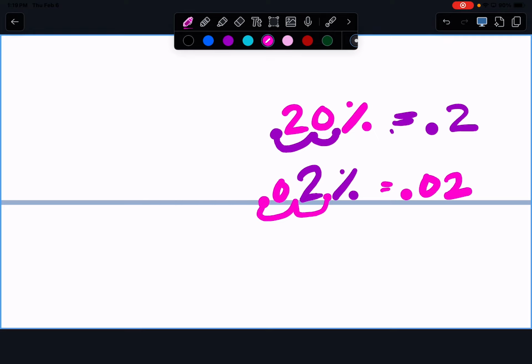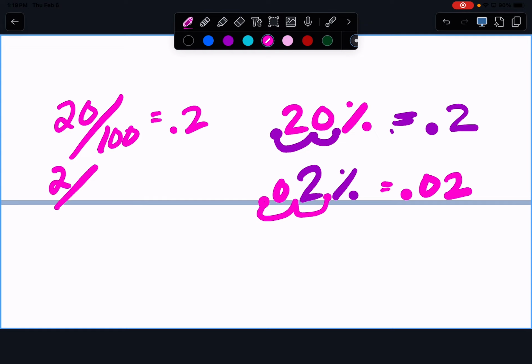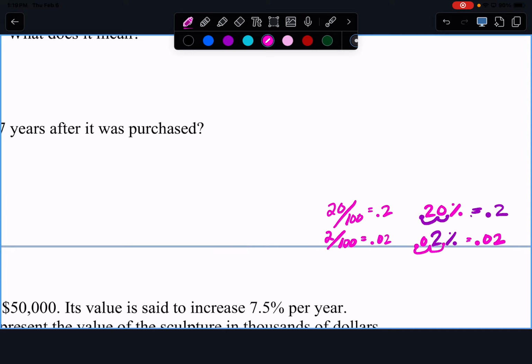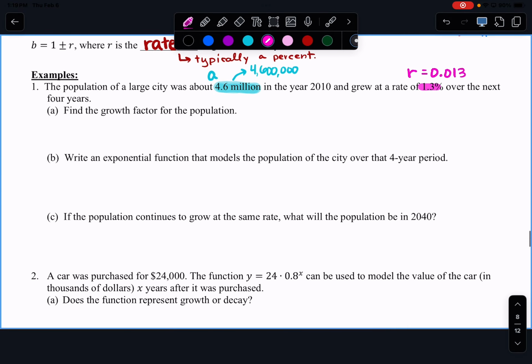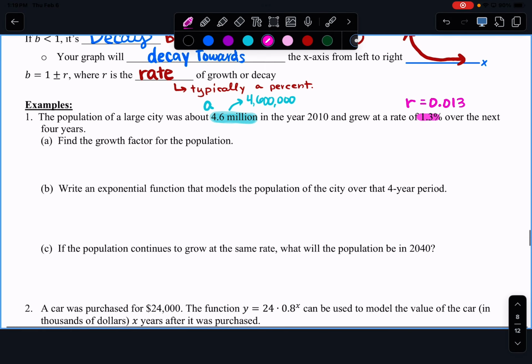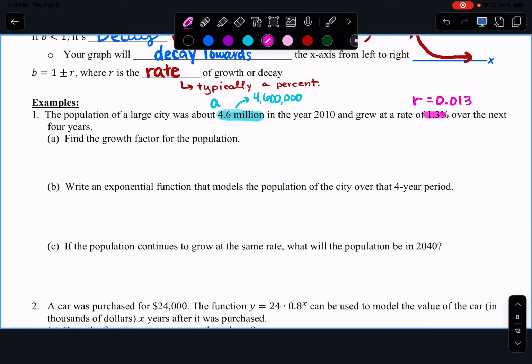You can also just take whatever your percent is and divide it by 100, and it will tell you it is 0.2. Or if you do it this way, it will tell you that it is 0.02. Either way works. So we have everything we need from the question now. It's time for us to start calculating some things.